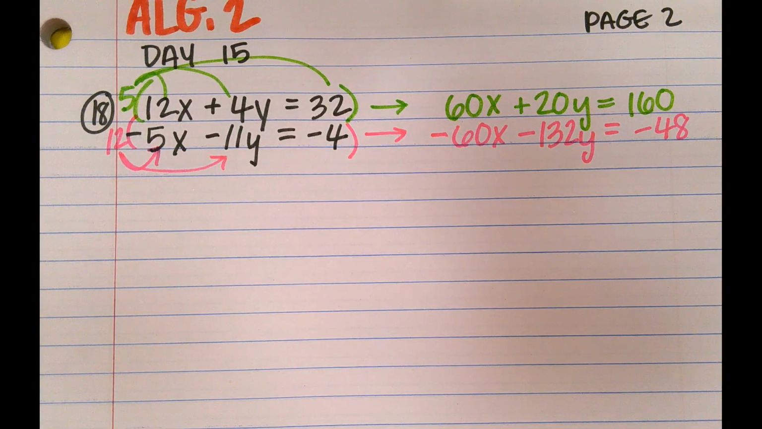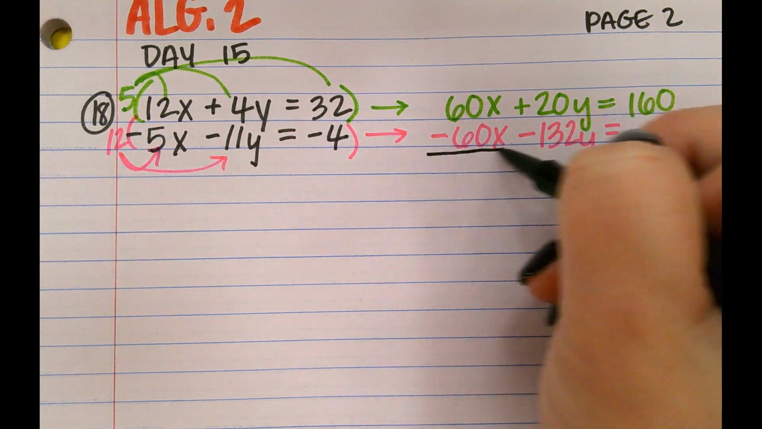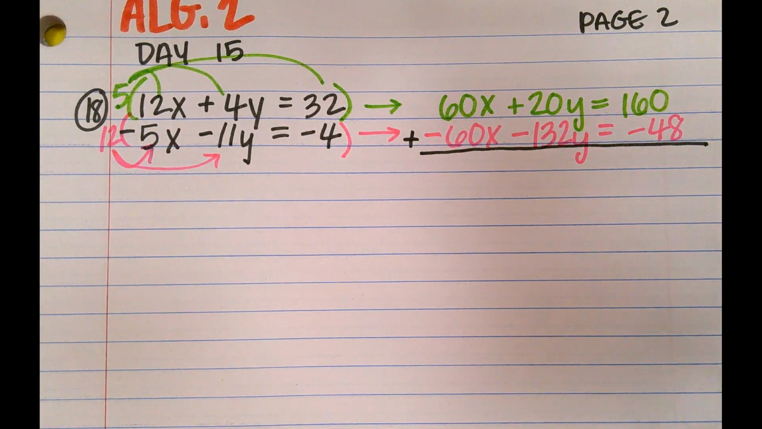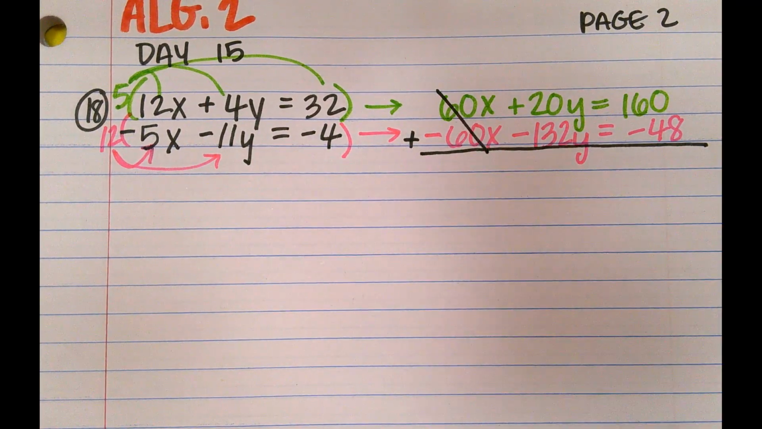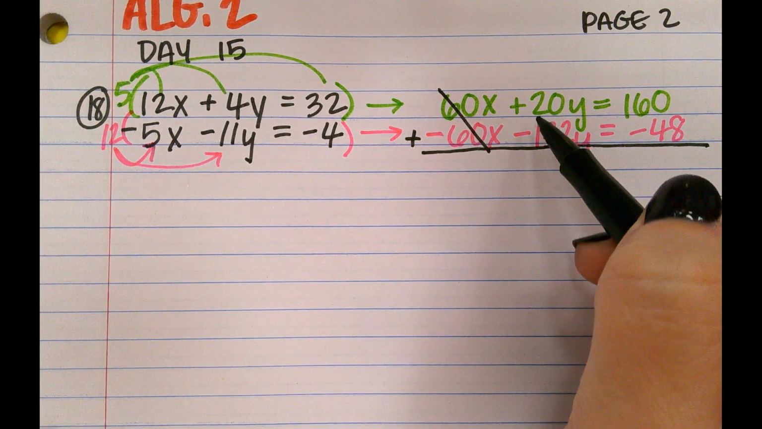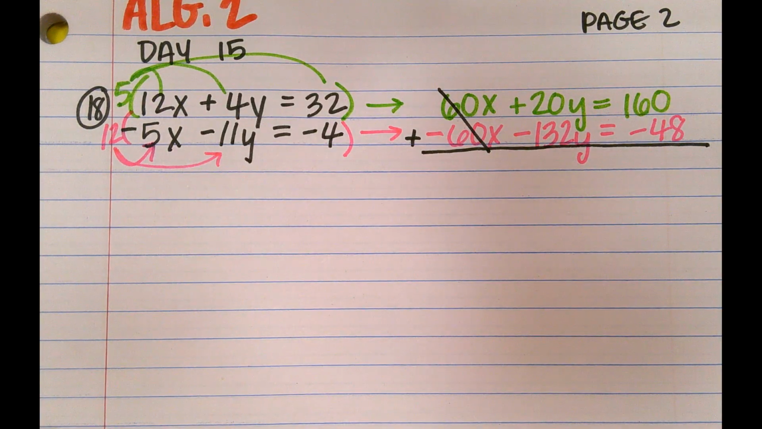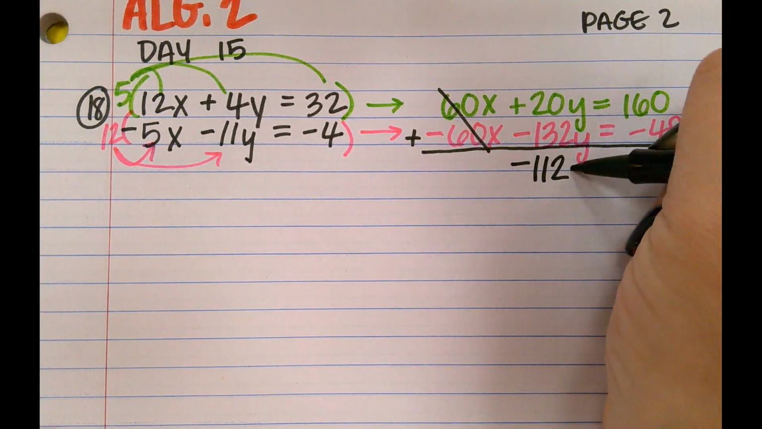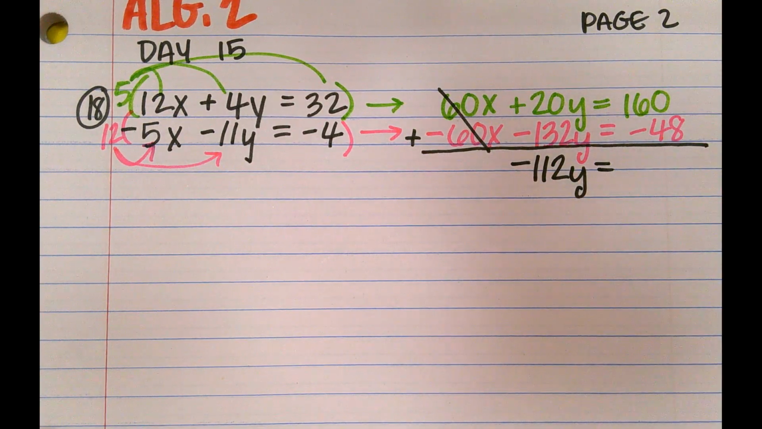Okay. All right, so we have both of our equations multiplied. Let's add together and eliminate. My x's are gone. Now, what is 20y minus 132y, or plus negative 132? Negative 112y equals negative 48.